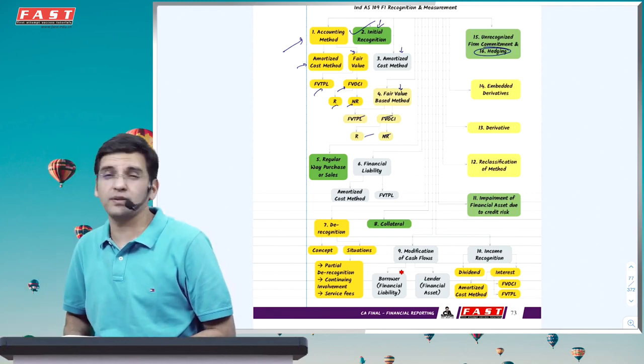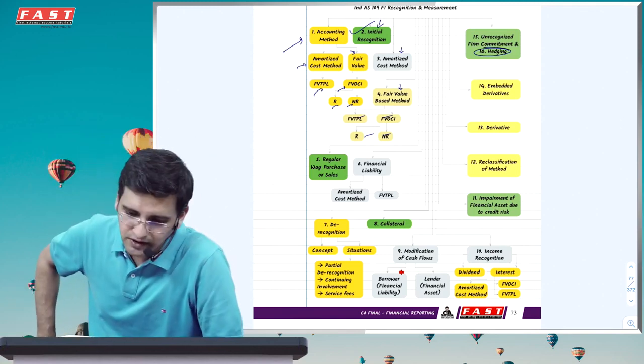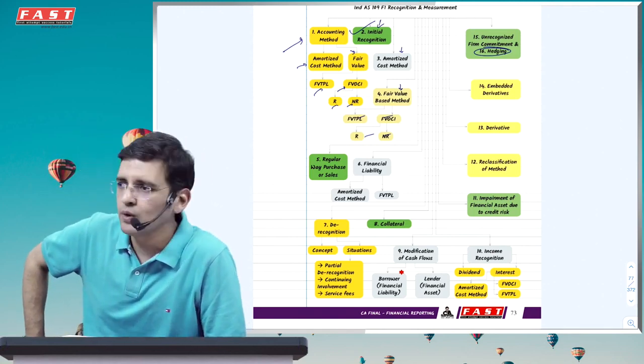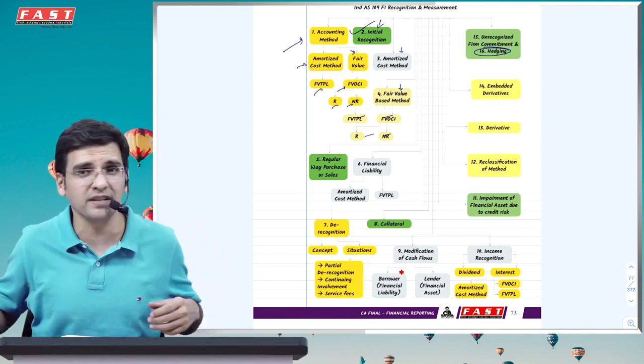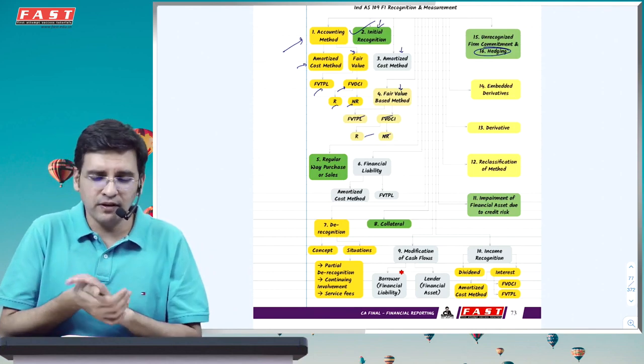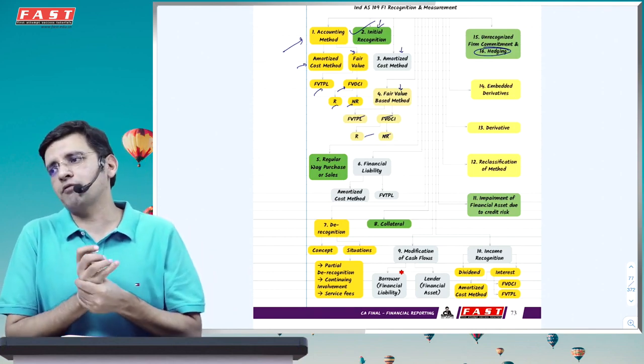This will be covered under Ind AS 109, financial instruments recognition and measurement, which gives you the whole accounting of it. Ind AS 107 talks about disclosures, which is not very significant for the exams. However, as of now, we are focusing on 109. This is part one of my revision.